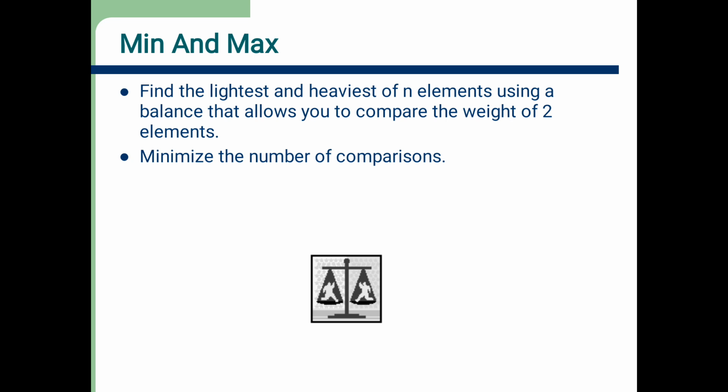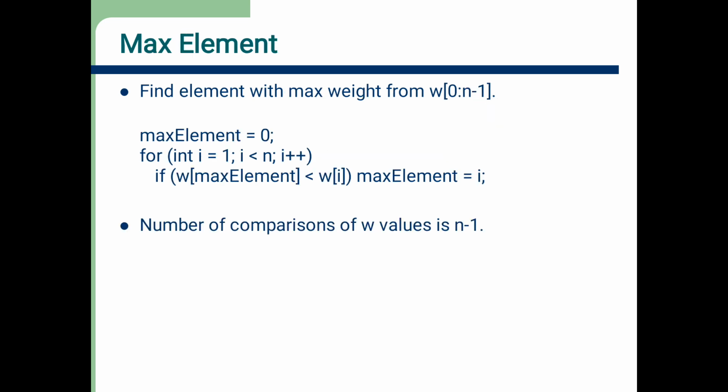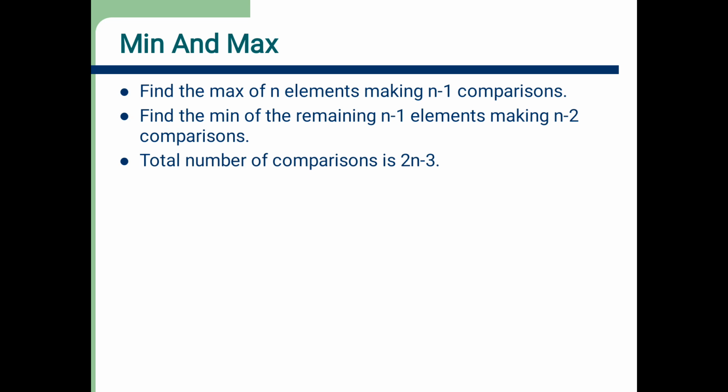Coming to the analysis of algorithms, this is the maximum element finding technique. Max element equals 0, for i equal to 1, i less than n, i plus plus. If max element is less than the element, update it. The number of comparisons is n minus 1. Find the maximum of n elements by making n minus 1 comparisons, find the minimum of the remaining n minus 1 elements, and take the larger value. The total number of comparisons is 2n minus 3.